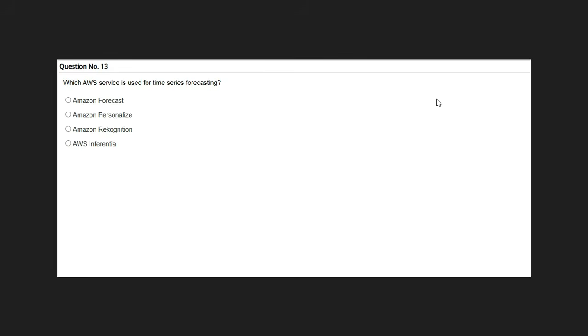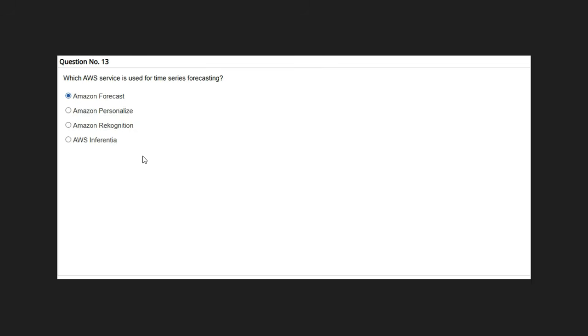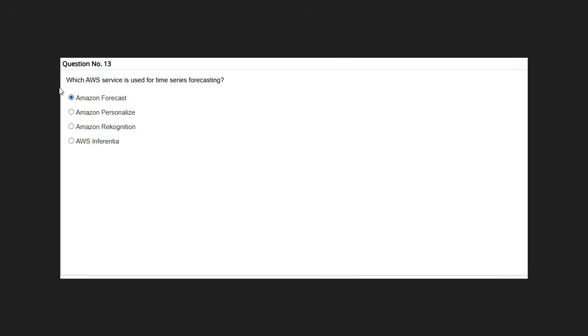Question number 13, most important one. Which AWS service is used for time series forecasting? Option A, Amazon Forecast. Option B, Amazon Personalize. Option C, Amazon Rekognition. And option D, AWS Inferentia. So the right answer is option A, Amazon Forecast.